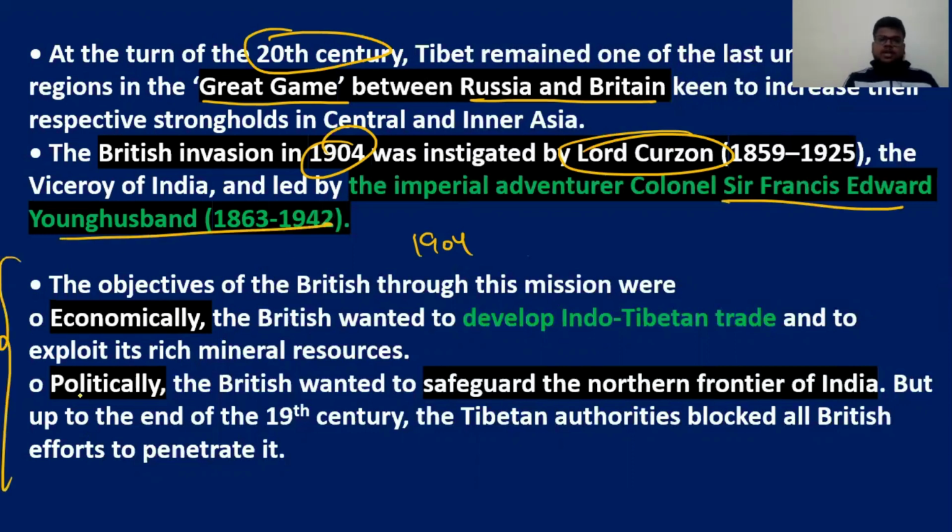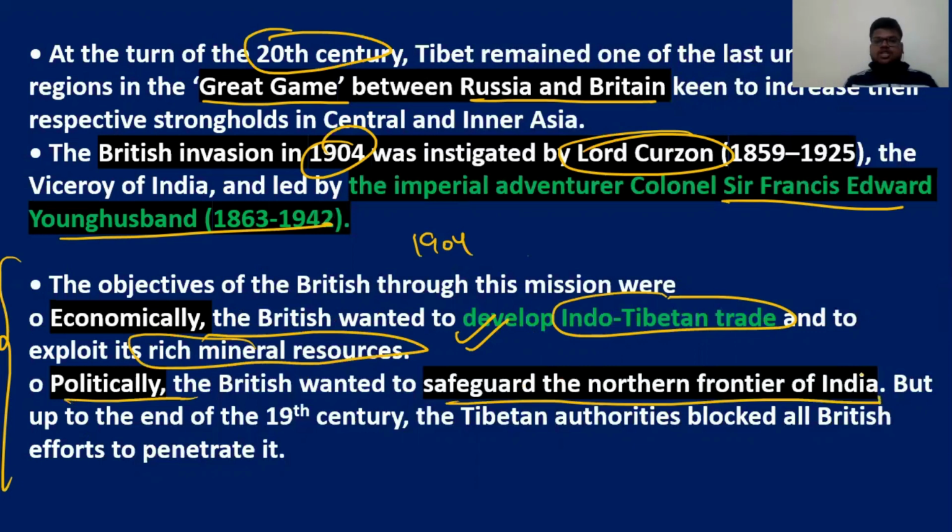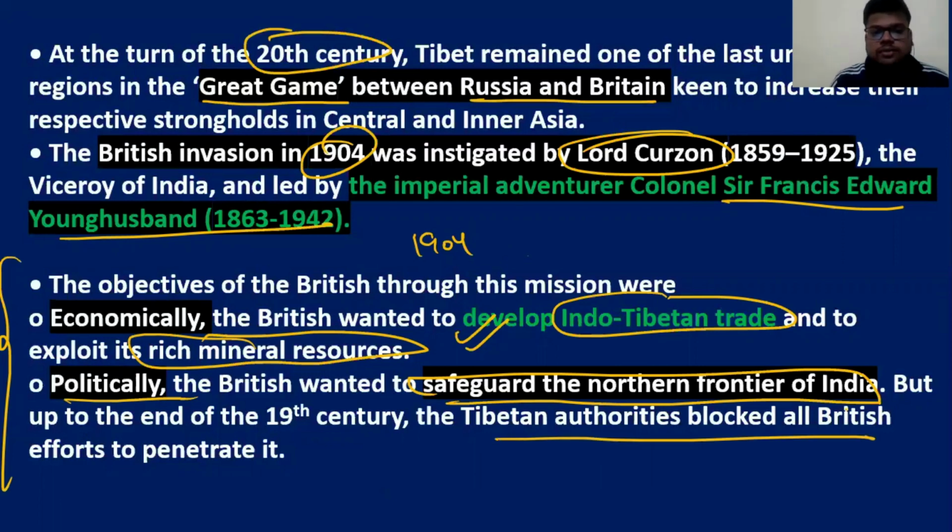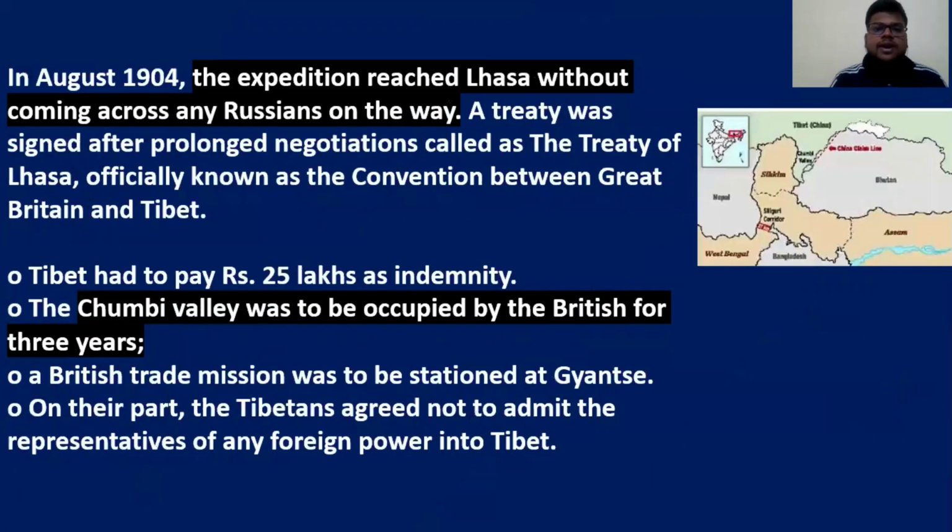The objectives of the British through this mission were, economically, to develop Indo-Tibetan trade and exploit its rich mineral resources, and politically, to safeguard the northern frontier. Till then, Tibetan authorities had blocked all efforts to penetrate it, and finally they signed this particular treaty.